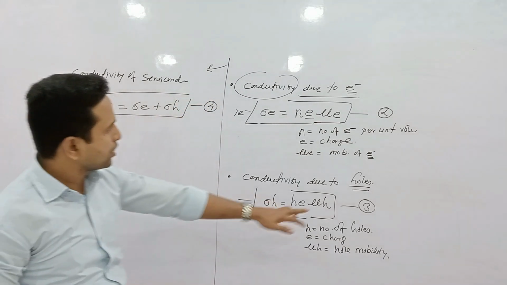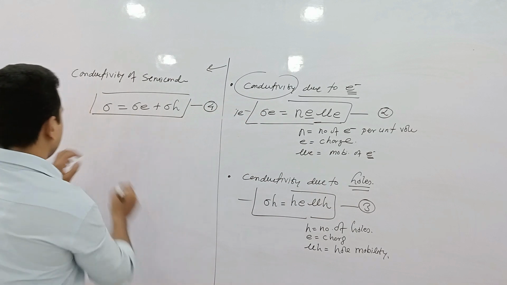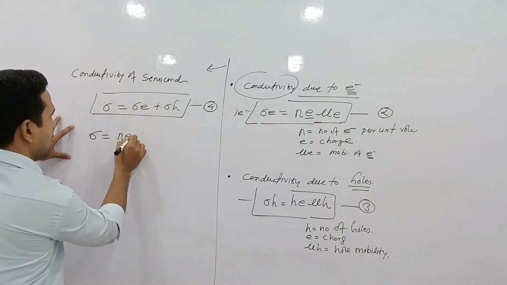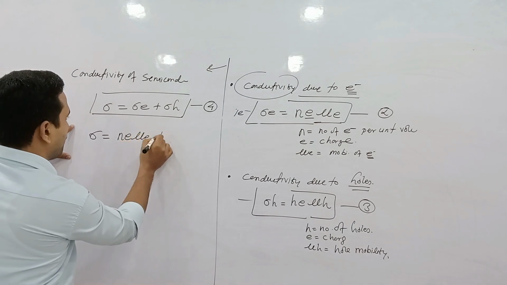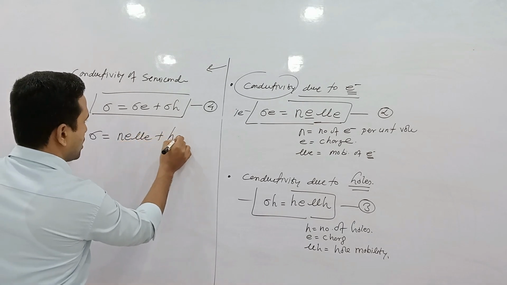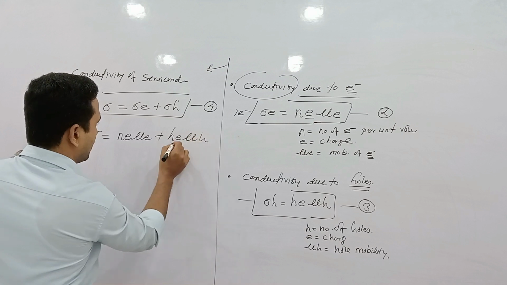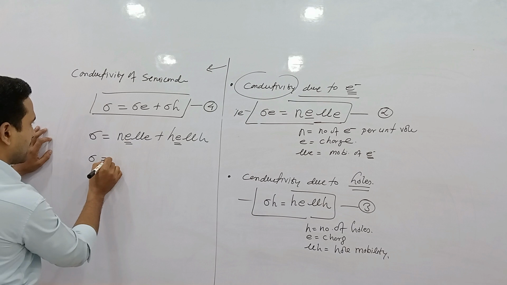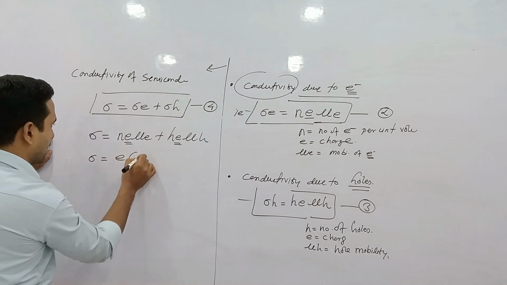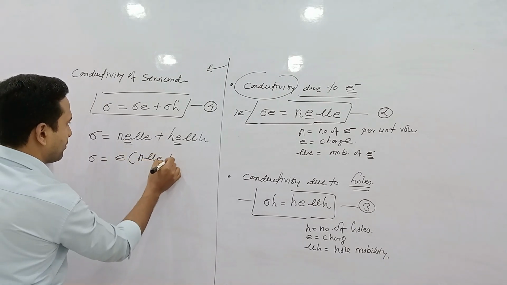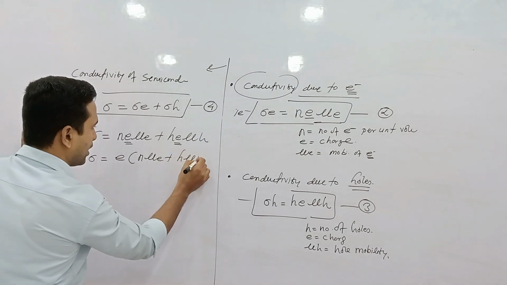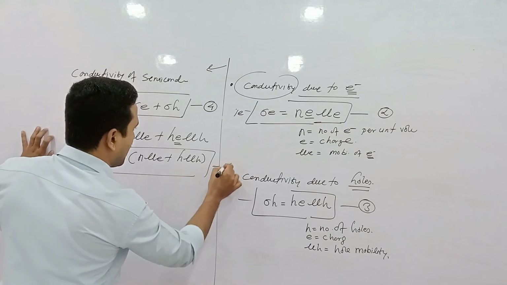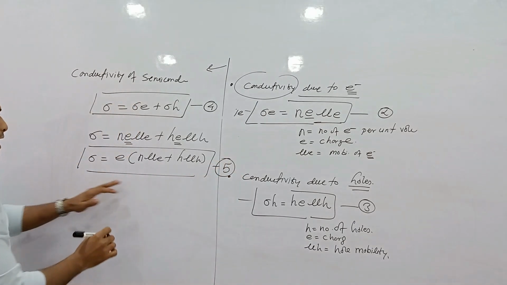Now by putting equation numbers 2 and 3, we will get sigma is equal to n e mu e plus h e mu h. Now we will take e common. So sigma is equal to e in brackets n mu e plus h mu h. And this is equation number 5.